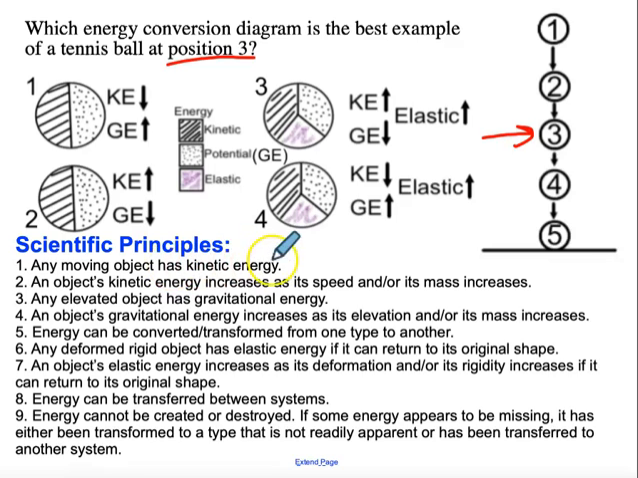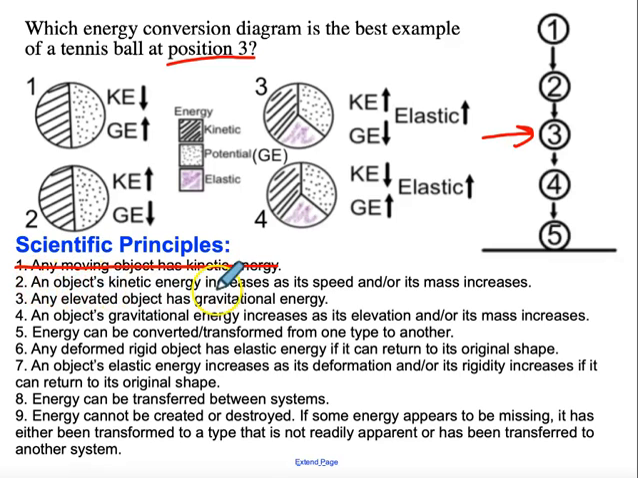So, any moving object has kinetic energy. That is true. All the scientific principles are true. But which ones will help support what we're trying to accomplish here? That first one is great, but we don't need it. This one has KE, this one has KE, this one has KE, this one has KE. They all have KE. They're all moving. So this one doesn't really help us at all, other than saying they're all moving. Well, we know they all have KE. We know they're all moving.